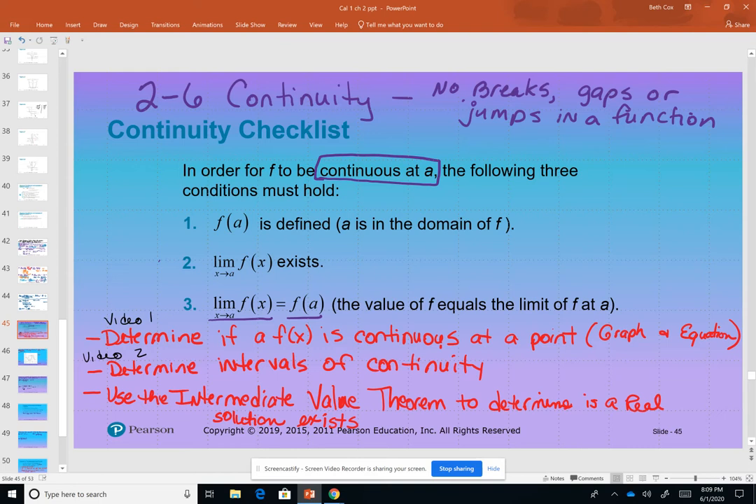So there are 3 main objectives for this particular section. First one is to determine if a function is continuous at a point from a graph and an equation. We'll do that in this video. And then in video 2, we will look at intervals of continuity. And then if we need another third video, we will do the intermediate value theorem on that one. So let's jump in. Don't forget your checklist.